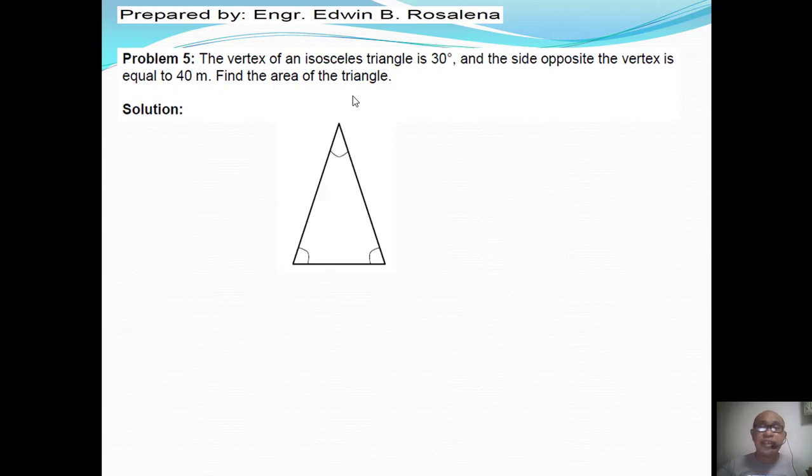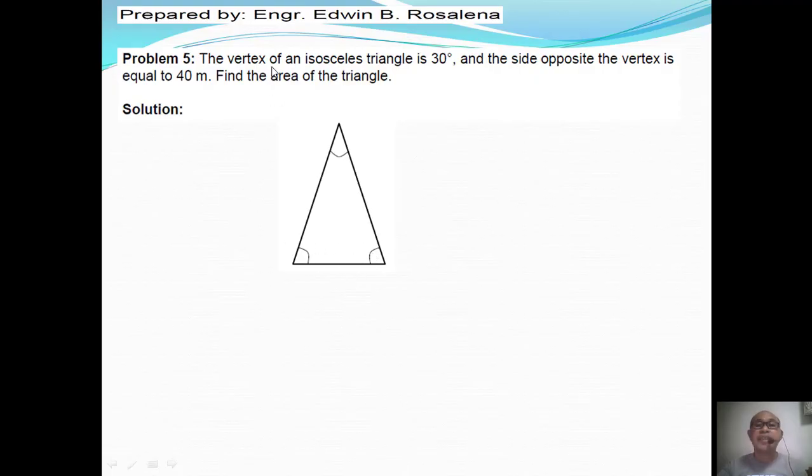Okay. So, if we have here an isosceles triangle, we call this the vertex angle. And opposite the vertex angle is the base. The two equal sides are called the legs of the isosceles triangle. And these two angles are called the base angles. Vertex angle, opposite is the base, the side which is the base. These are called the legs.